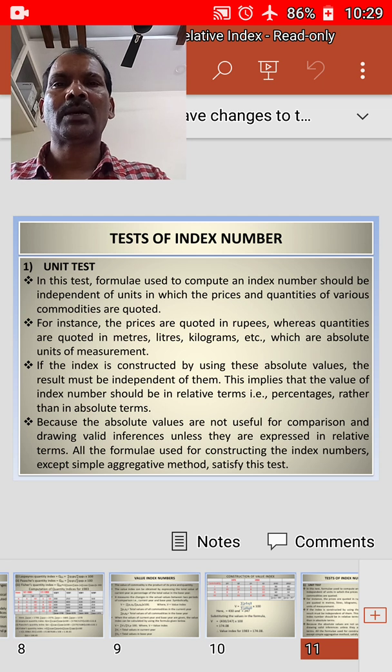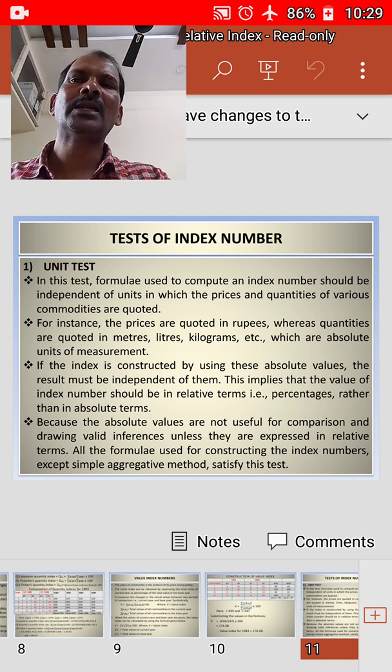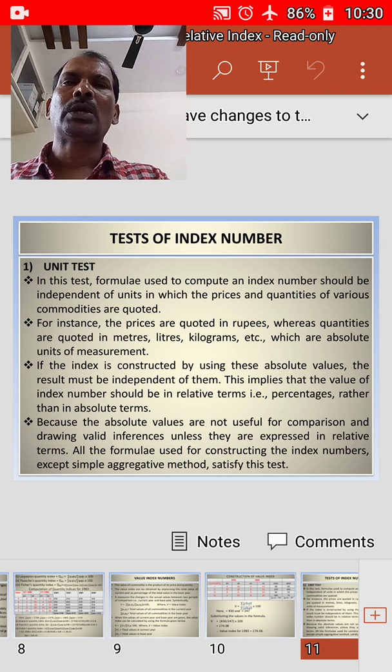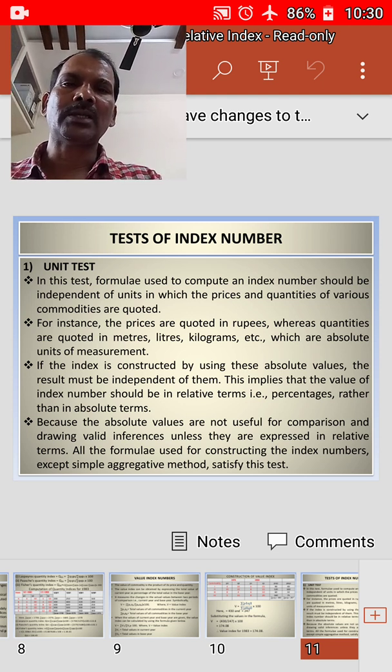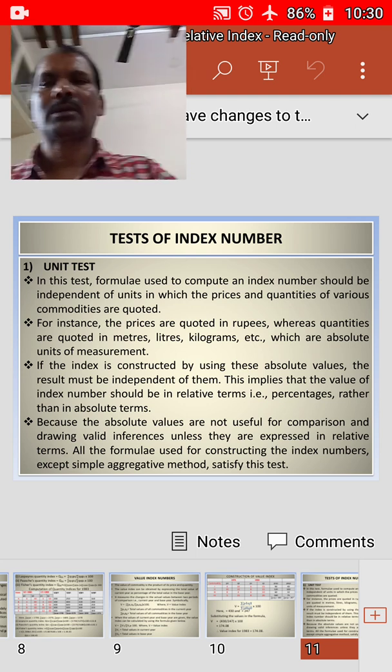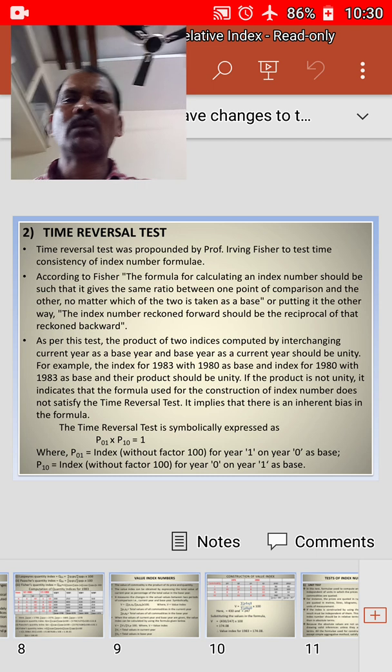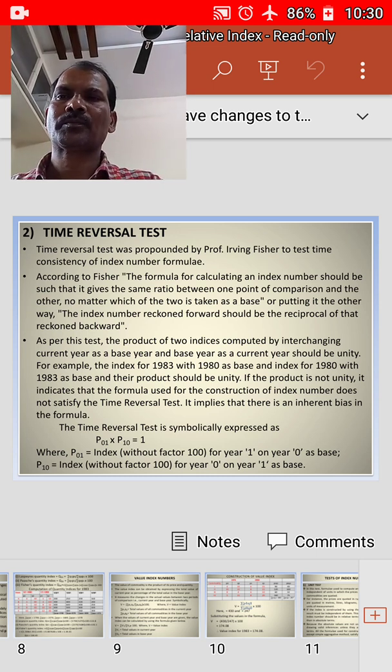This implies that the value of the index number should be in relative terms, that is, percentages rather than in absolute terms, right? Because the absolute values are not useful for comparison and drawing valid inferences unless they are expressed in relative terms. All the formulae used for constructing index numbers, except the simple aggregative method, satisfy this test, right? Next we'll see the time reversal test.